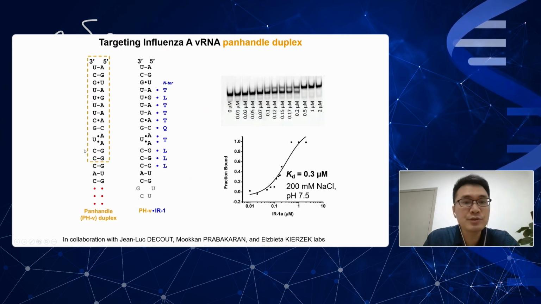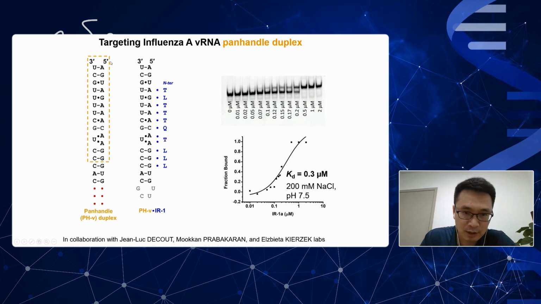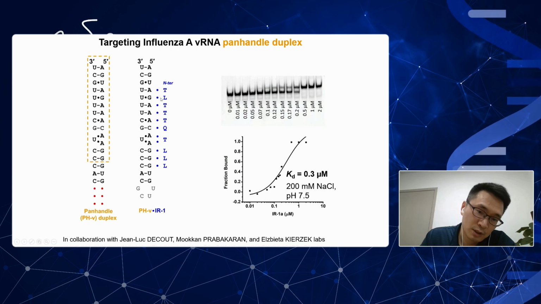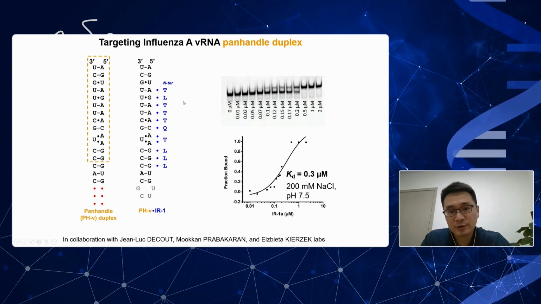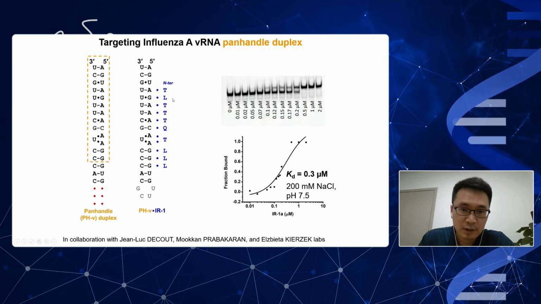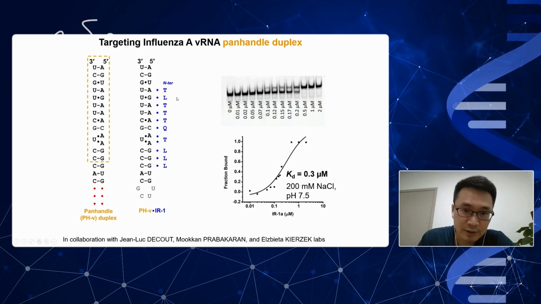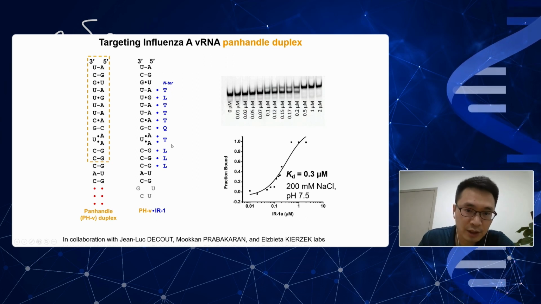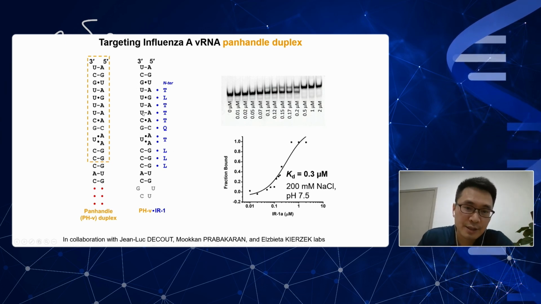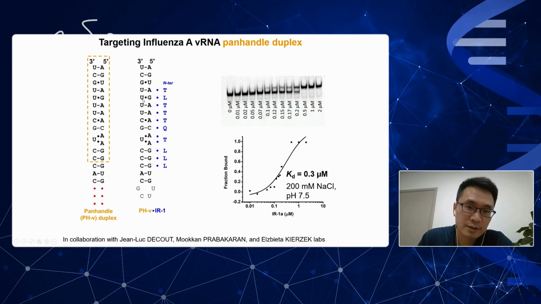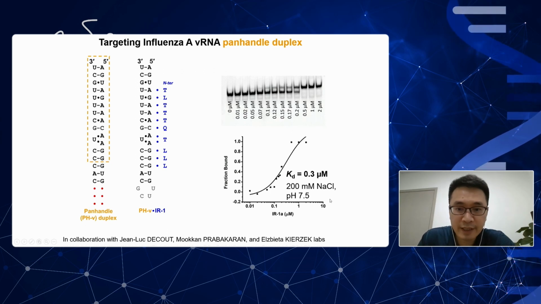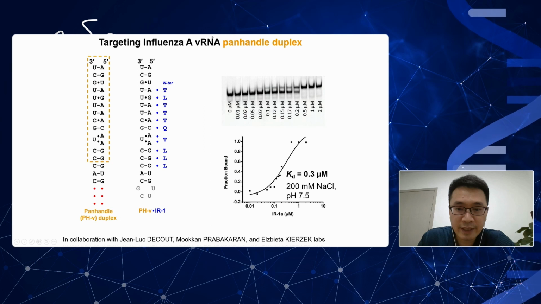If we zoom in on this region, the duplex is stabilized by multiple base pairs, and we select this region for the design of our modified dbPNA. Basically, in this case, we designed this PNA: T, L, T, T, T, Q, T, L, L, L. We use Q to recognize CG, T to recognize AU pairs, and L to recognize GU pairs. And it works, right? You can see binding of 300 nanomolar in physiological pH and salt conditions.